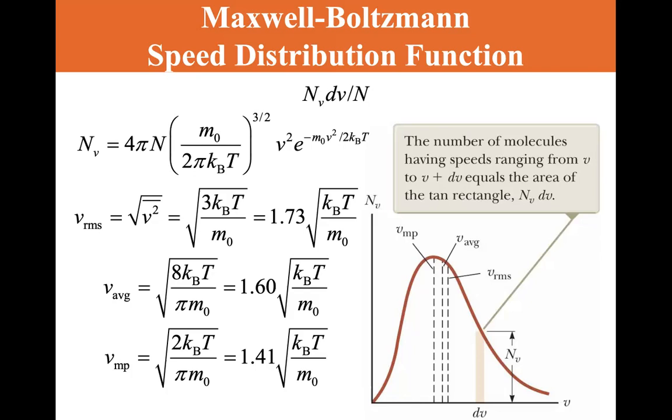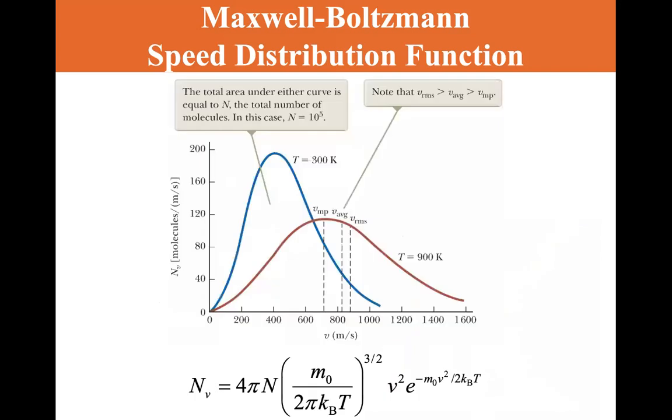Now, let me go to this last slide. The total area under either curve is equal to N, the total number of molecules. In this case, N is equal to 10 to the fifth. Note that V_RMS is greater than V average, which is greater than V most probable. So the RMS velocity is greater than the average velocity, which is greater than the most probable velocity.